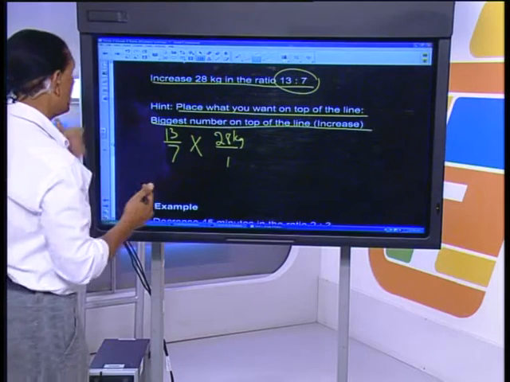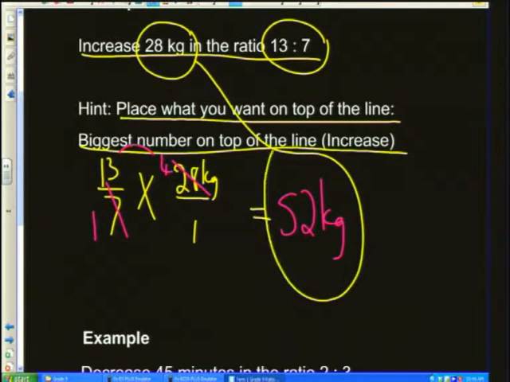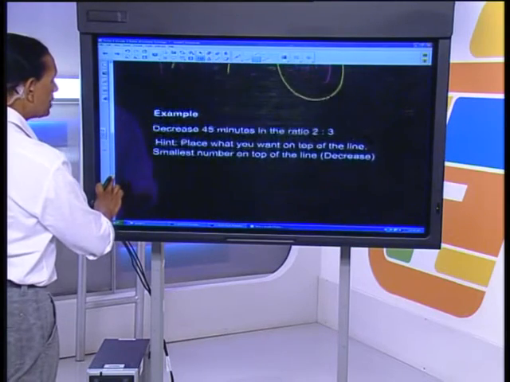Right. So that is the advice I'll give you if you want to increase, big number on top, small number at the bottom. Then, of course, the rest will be easy because how many 7s are there in 28? Of course, there are 4. 4 times 7 is 28. And what is 4 times 13? Of course, it's 52, isn't it? Right. 4 times 13 is 52 kilograms. Check. Is that an increase? Yes. It is an increase. 28 increased to 52. Not so bad. Let's do a decrease now.